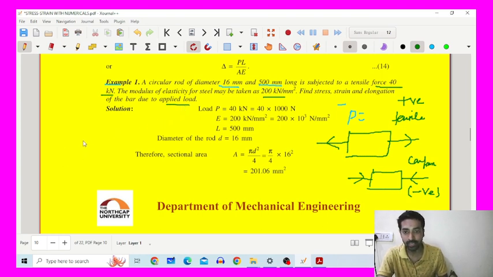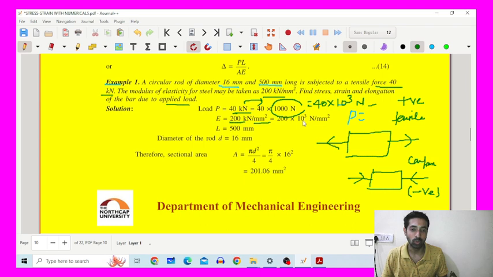In the question the load has been given as 40 kilonewton. When you convert kilonewton to newton, you multiply by 1000, so that comes out to be 40 into 10 to the power 3. Now the modulus of elasticity is given as 200 kilonewton per mm square. Because we have converted the load into newtons, you have to convert that kilonewton into newton again, so we multiply by 10 to the power 3. The dimension of area is considered in mm square, so no need to worry about that, we can leave it alone.